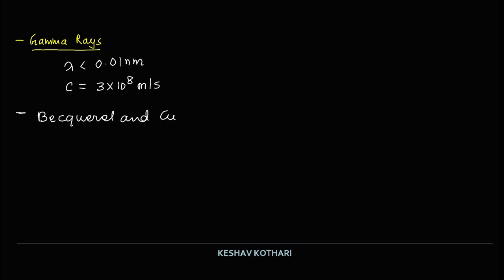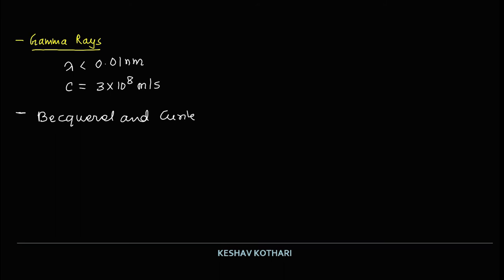So if we talk about gamma rays, they have a wavelength which is less than 0.01 nanometer. The speed is obviously comparable to, or equal to, the speed of light, 3 into 10 to the power 8 meter per second. Now if I name the discoverer, it was discovered by the combined work of Becquerel and Curie. So they are the discoverers behind the gamma rays.